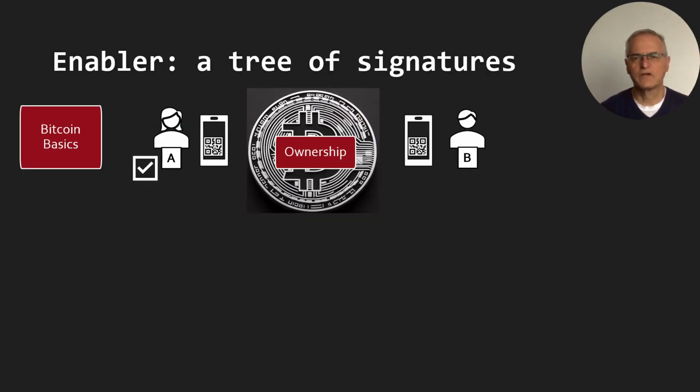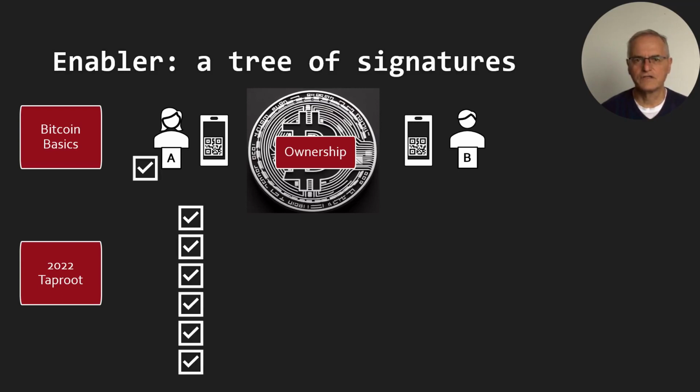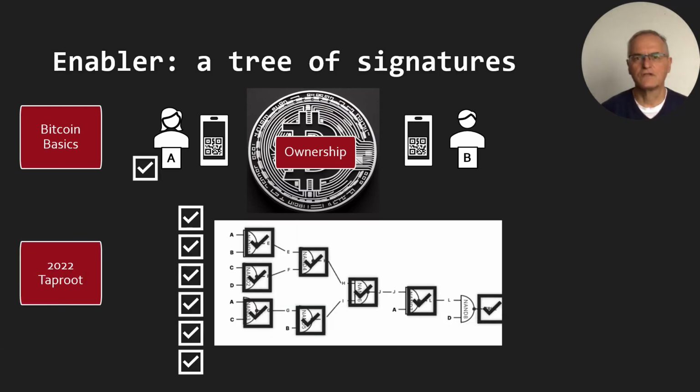In basic Bitcoin, Alice signs a transaction, so the ownership of Satoshis or Bitcoin is moved from Alice to Bob. But by the introduction of Taproot in 2022, there's an opportunity to create more complex transactions. So a full tree of signatures can be created, with a number of inputs, and the result can be OK or not OK. And that's where the trick is coming. This OK or not OK can be compared to the status of a computer bit that can be on or off.